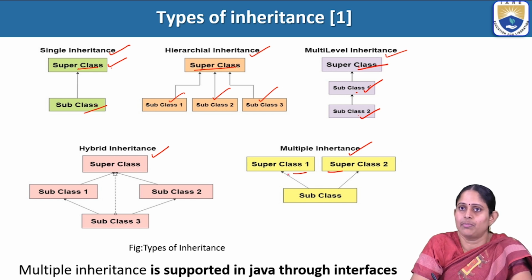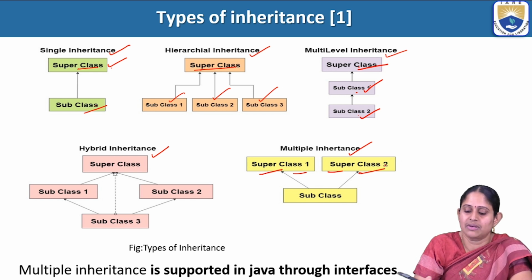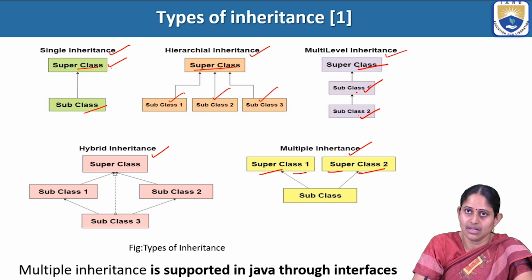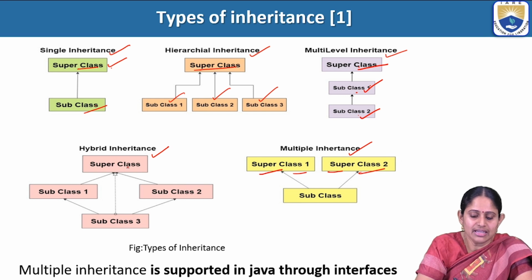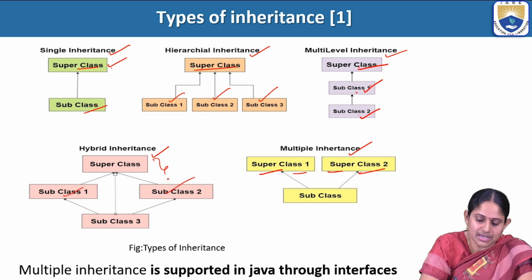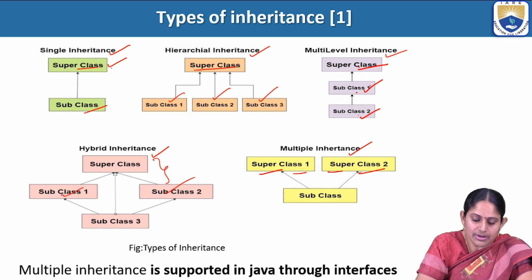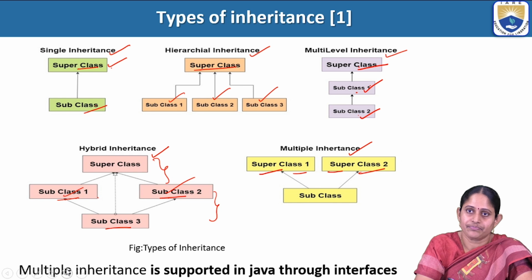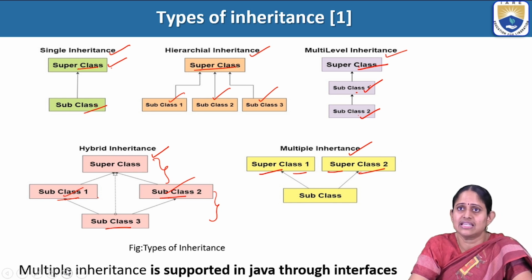So this subclass will have properties of superclass 1 as well as superclass 2, and this is implemented using interfaces. Next is the hybrid inheritance, wherein it is a mix of the hierarchical and the multiple inheritance. In this case, from one superclass we have more than one subclass derived. This part is the hierarchical, and these two subclasses form the parent class for the third class. So here we have multiple inheritance involved. So these are the various types of inheritance available in Java.